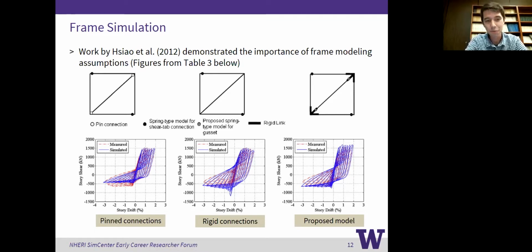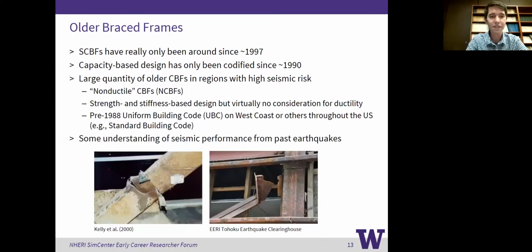And so you can see moving from pins to rigid, we go from something that's underestimating the measured response from an experiment to overestimating the measured response. And then eventually you're able to calibrate something that looks a lot closer to the actual experiment once you get into the proposed model with the rigid offsets and the gusset plate spring. So that's really the state of SCBF modeling as we see it today. And it's unfortunately not the end of the story.